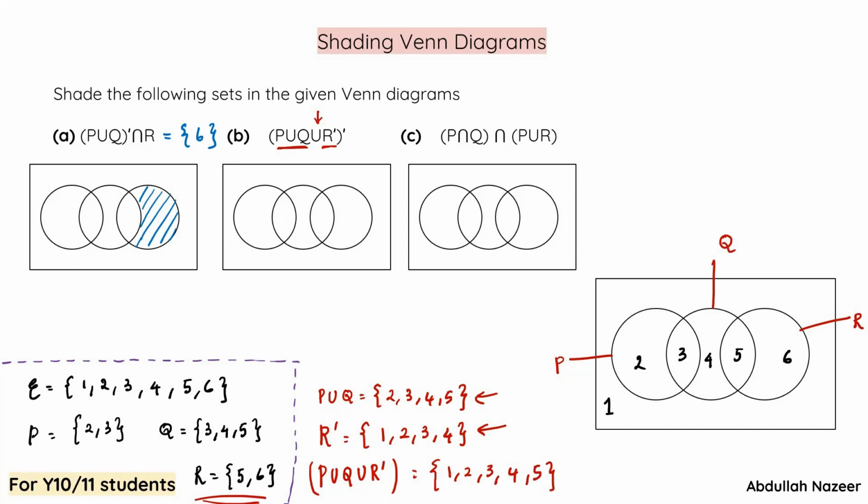So now that we know the set P union Q union R complement, we can go ahead and find the complement of this set, because that is what is required by the question. So the complement of this set would be everything else except this set. So everything except this would just be 6. So the answer to this would be 6.